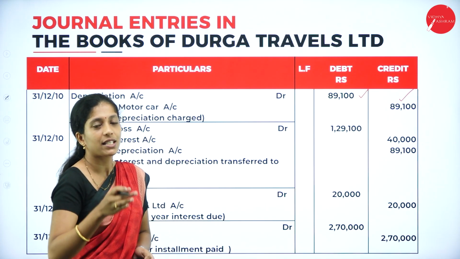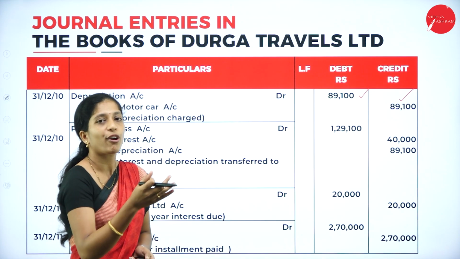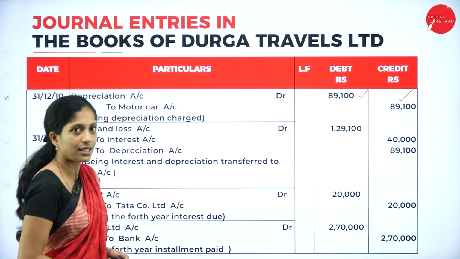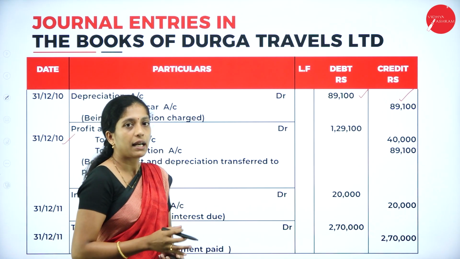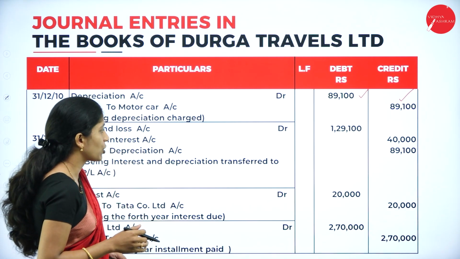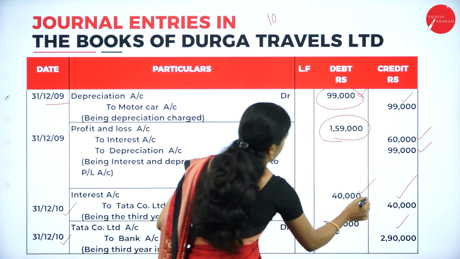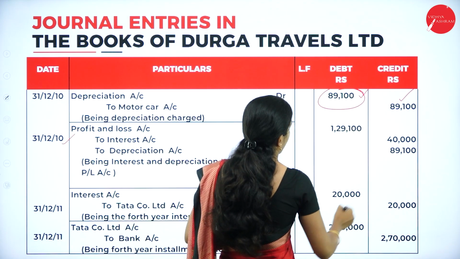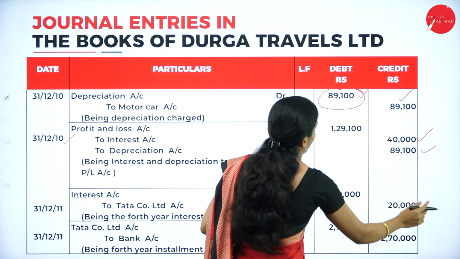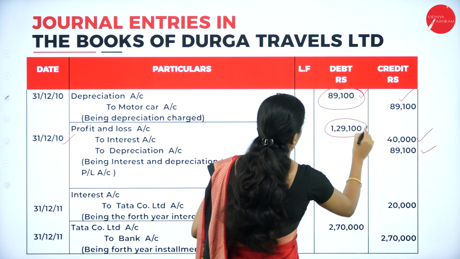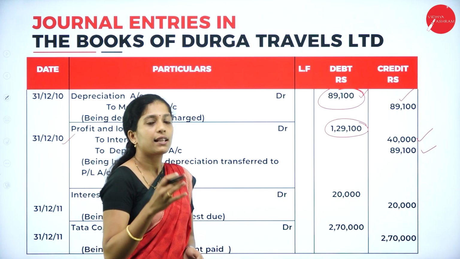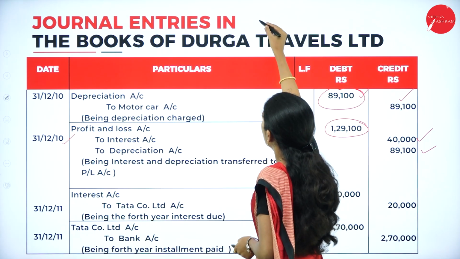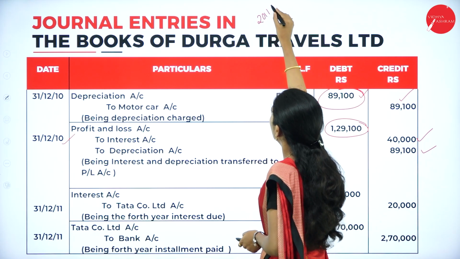Transfer interest and depreciation of that third year to profit and loss account at the end of the year, that is 31st/12/2010. Profit and loss account debit to interest account to depreciation account. So what is the interest of third year? 40,000. What is depreciation? 89,100. So 40,000, 89,100, add these two and transfer to profit and loss account. In the same way for fourth year, so here there are 4 installments. Your fourth year will be 2011.